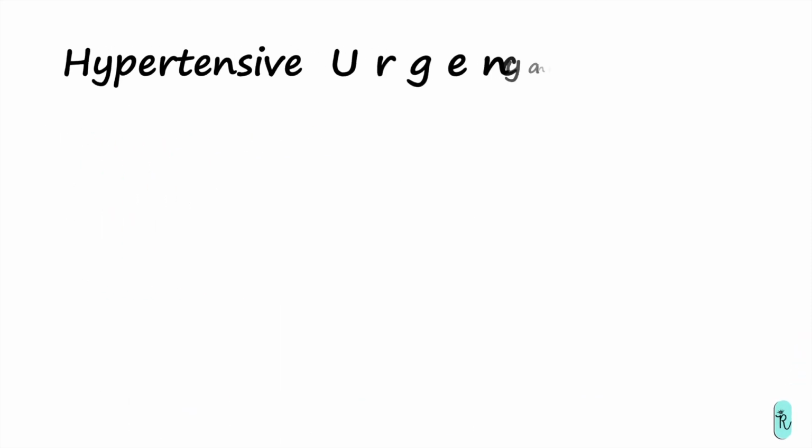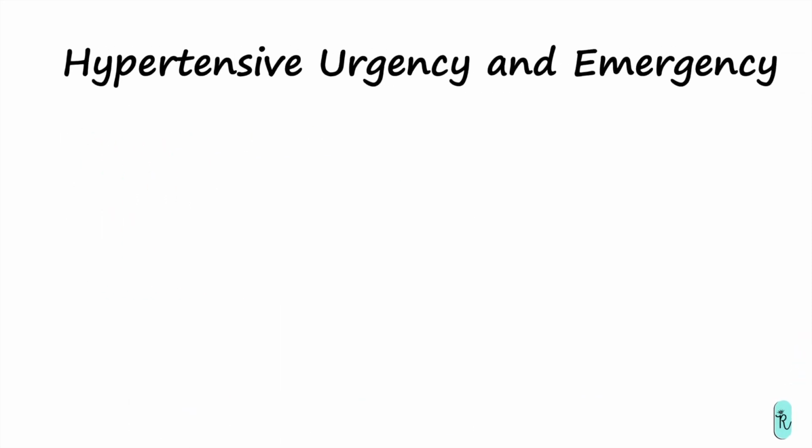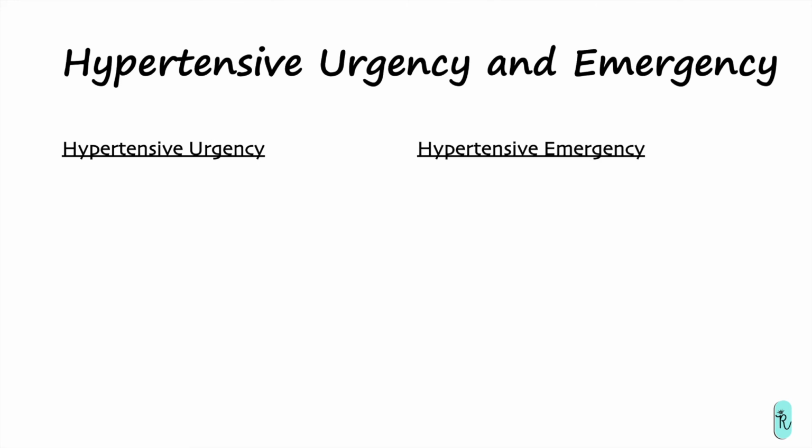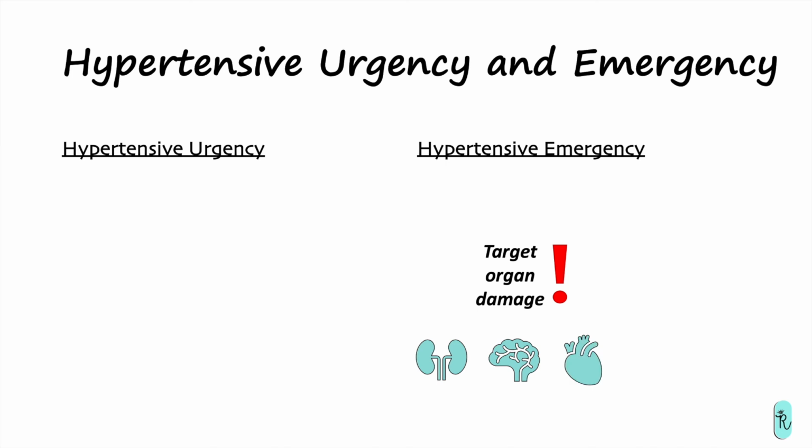Finally, it is important to distinguish hypertensive urgency versus hypertensive emergency. As mentioned previously, both hypertensive urgency and hypertensive emergency occur when systolic blood pressure is greater than 180 millimeters mercury and/or the diastolic blood pressure is greater than 120 millimeters mercury. Again, the major difference is that in hypertensive emergency, there is target organ damage in the kidneys, brain, heart, and/or the eyes.